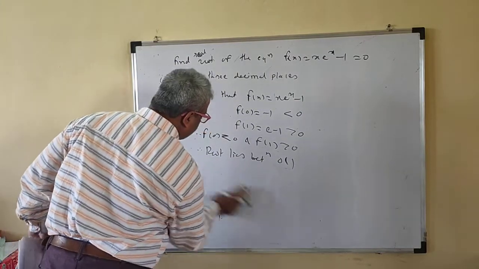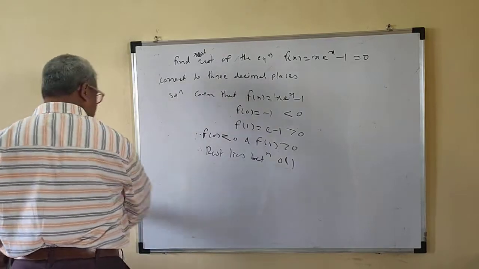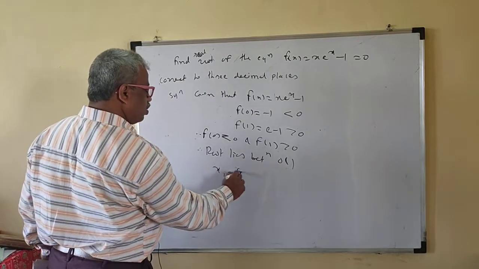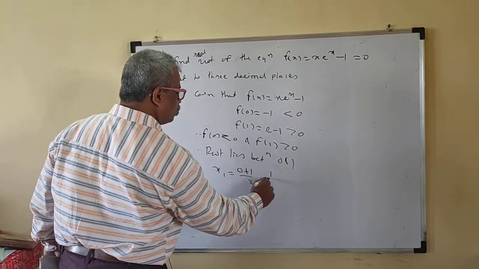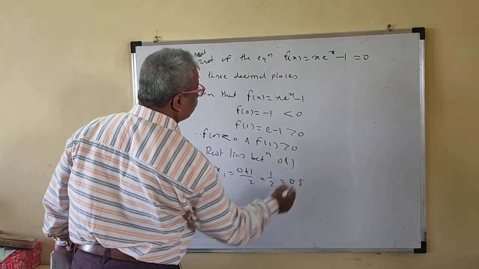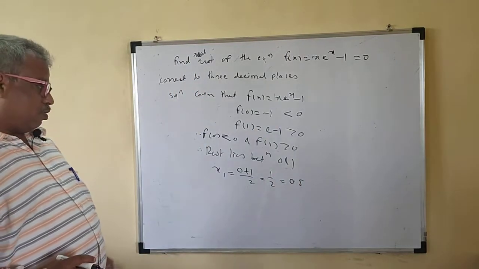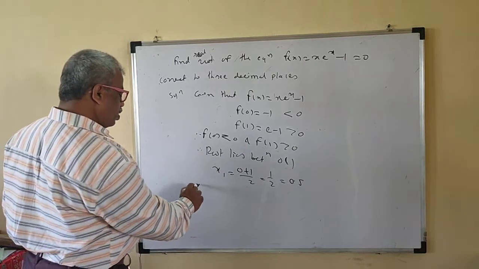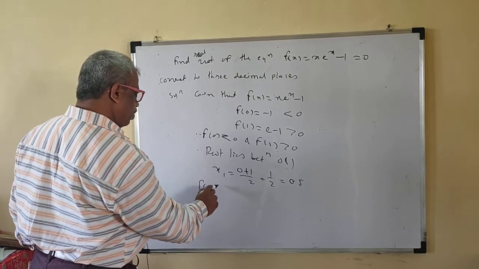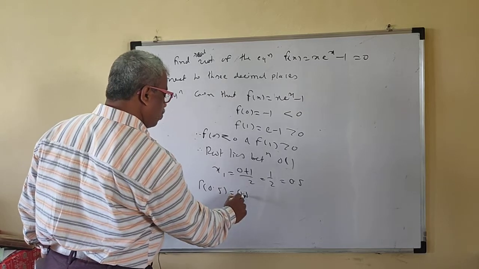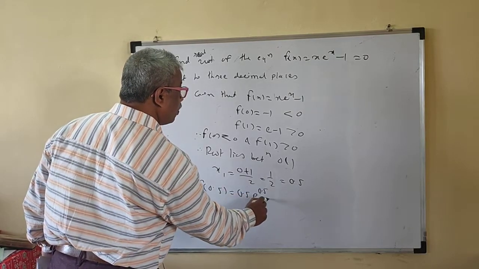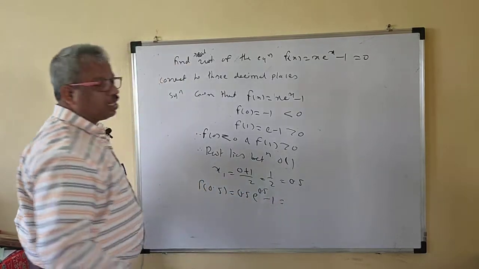That means we have to take the arithmetic mean. So x1 is 0 plus 1 upon 2, so 1 upon 2. This is 0.5. So you have to find the value of e to the power 0.5, then find f of 0.5. With the help of the scientific calculator you can find e raised to 0.5.